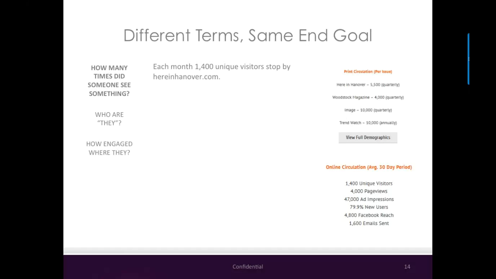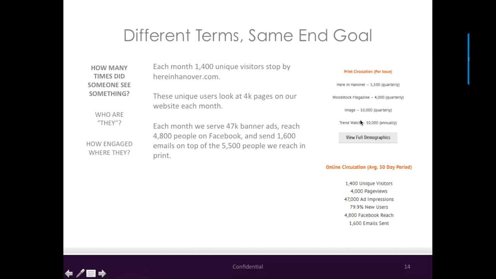Each month, 1,400 unique visitors stop by hereinhanover.com. These unique users look at 4,000 pages on our website each month. And each month we serve 47,000 banner ads, reach 4,800 people on Facebook, and send 1,600 emails on top of the 5,500 people we reach in print.